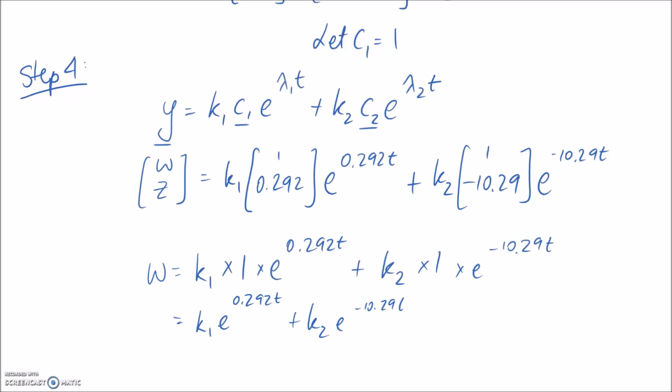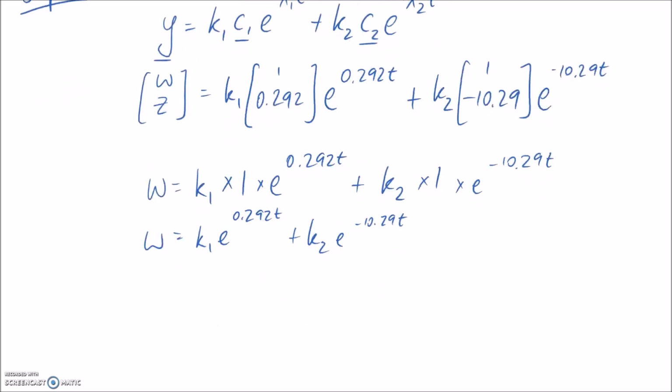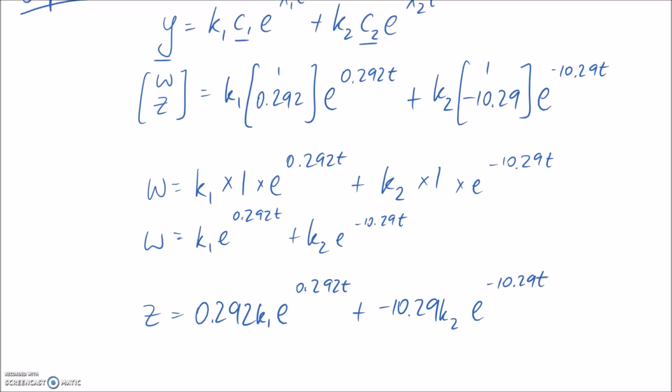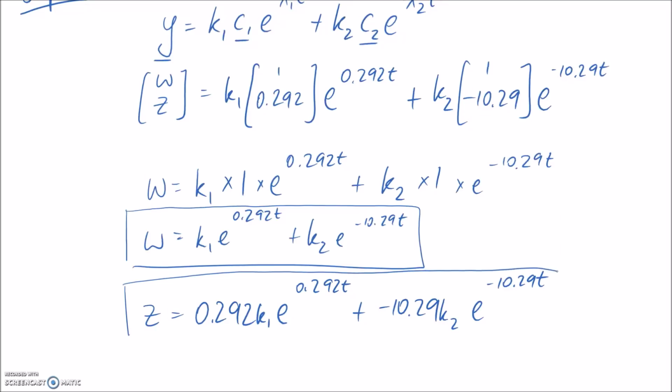And then let's do the same thing for the z equation. So it's going to be taking everything that's on the bottom. So I might just copy this one out in the nice order this time. So it's 0.292 times k1 times the e, plus we've got this, so negative 10.29 k2 e to the negative 10.29 t. So I'll just highlight these.